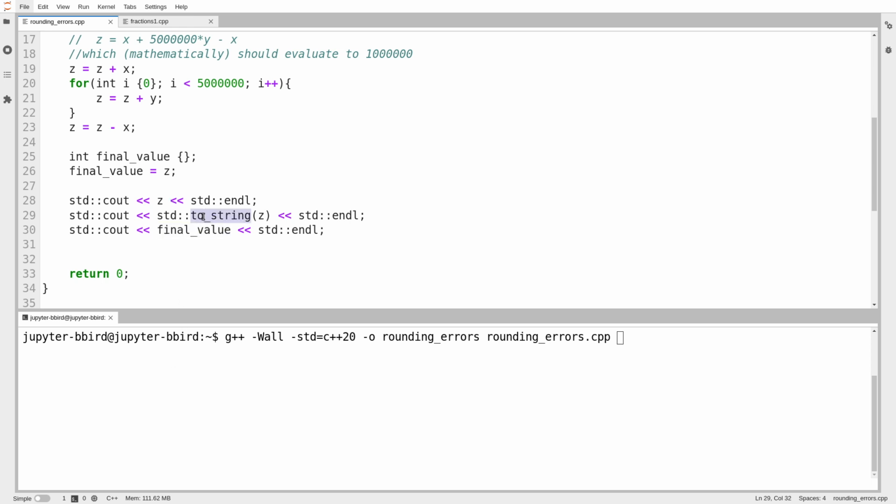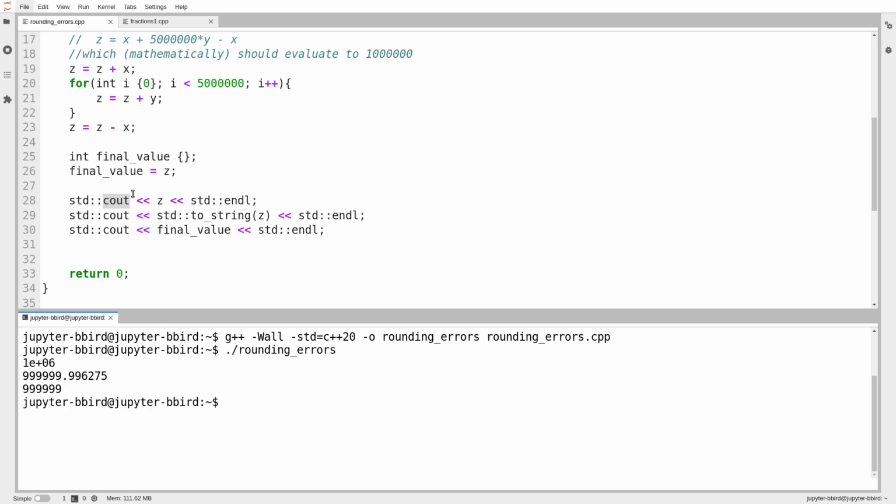ToString doesn't do this. ToString tries to give me a certain number of decimal places. And yes, for those watching that happen to already know this, it does turn out to be the case that you can tell cout how to print floating point data, but I don't want to get into that right now. Okay, so we'll run this.